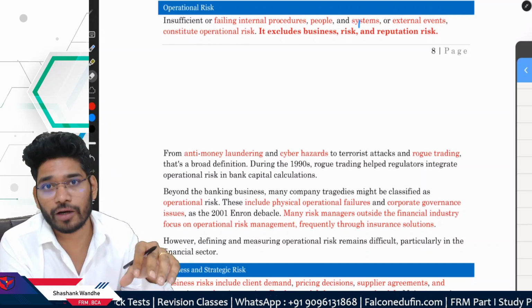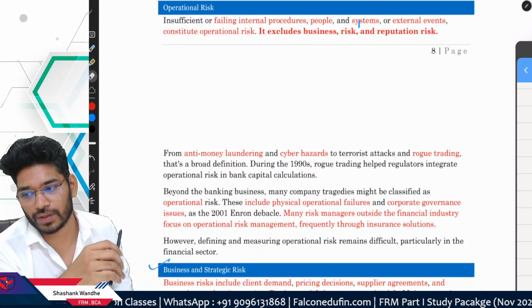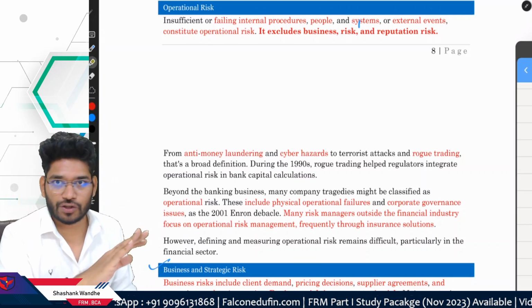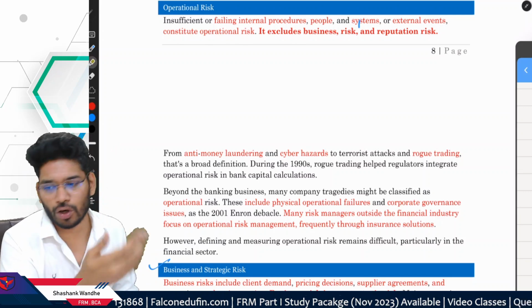There can be employee fraud, cash embezzlement. So all these are operational risks. Now, there are multiple definitions of operational risk. We are reading the specific definition provided by GARP here. In FRM Part II, you also have the alternate definition.